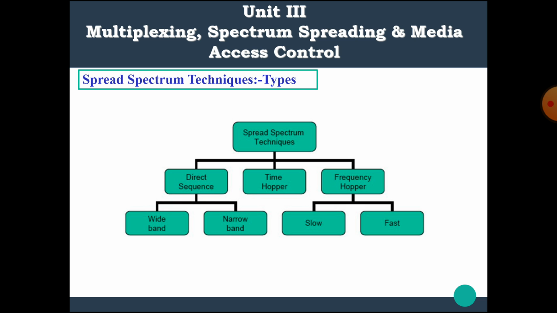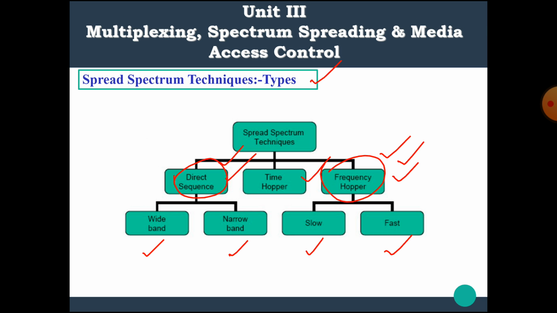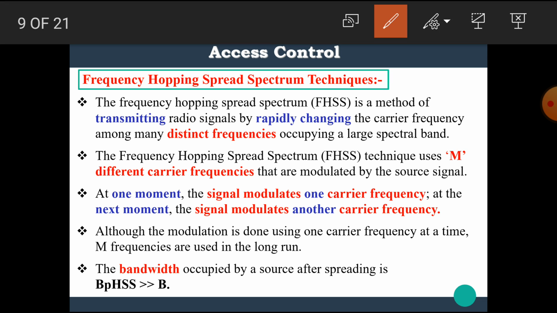Now, the very important point in this video is the types of spread spectrum techniques. There are mainly three types of spread spectrum techniques: direct sequence, time hopping, and frequency hopping. Out of these three types, direct sequence and frequency hopping are very popular. There are two types of direct sequence, wideband and narrowband, and there are also two types of frequency hopping, that is slow frequency hopping and fast frequency hopping. Let's see the details about the first type, the frequency hopping spread spectrum technique.